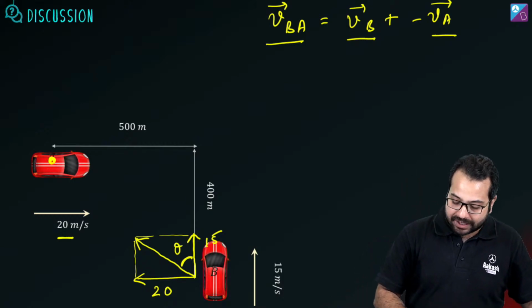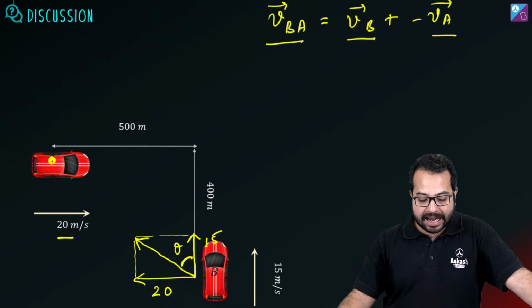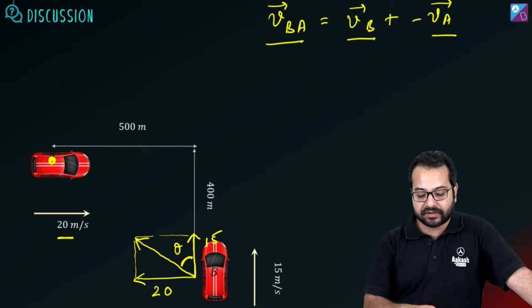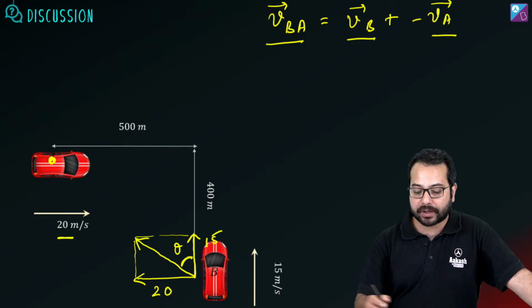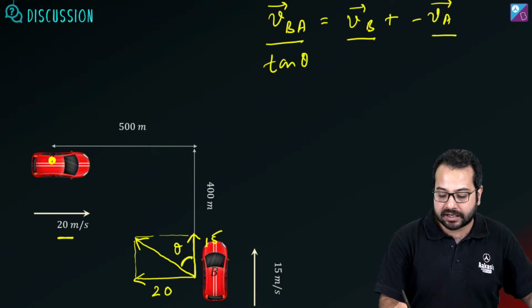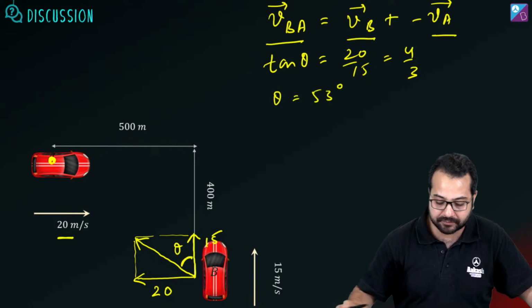So can we say that tan theta is equal to 20 upon 15? This is the resultant velocity. Tan theta is equal to 20 upon 15, which is 4 by 3. What is this angle? This angle is 53 degrees.